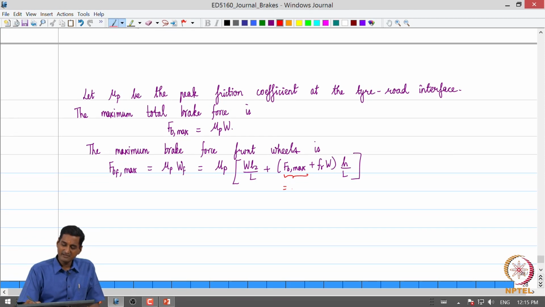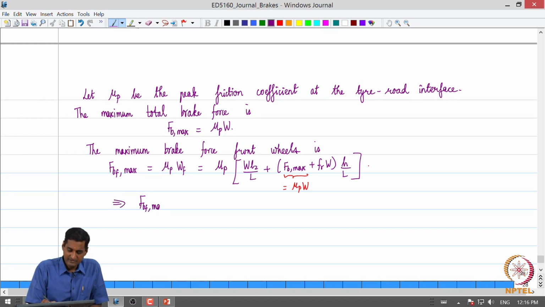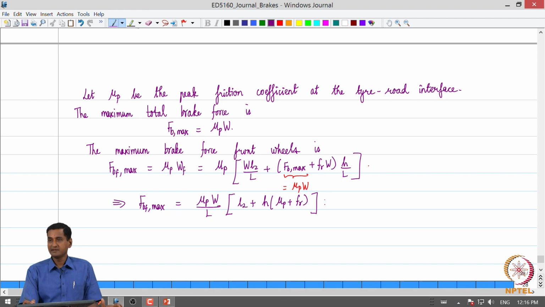FB max, as we already saw, is mu p times W. So from the above equation, if we simplify this, we take W out and then capital L out, FBF max will be mu p times W by L times L2 plus H times mu p plus Fr. So this is the maximum brake force that can be obtained from the front wheels.